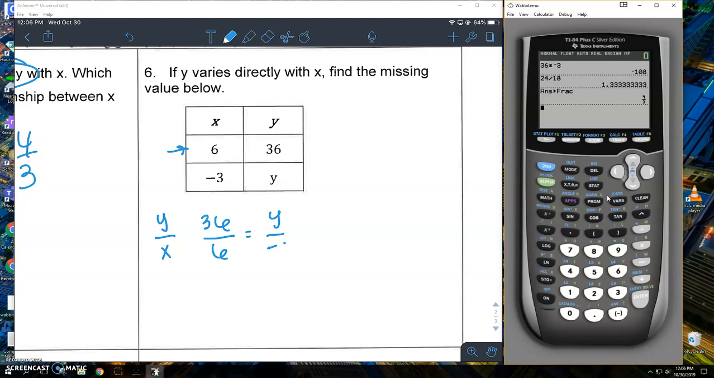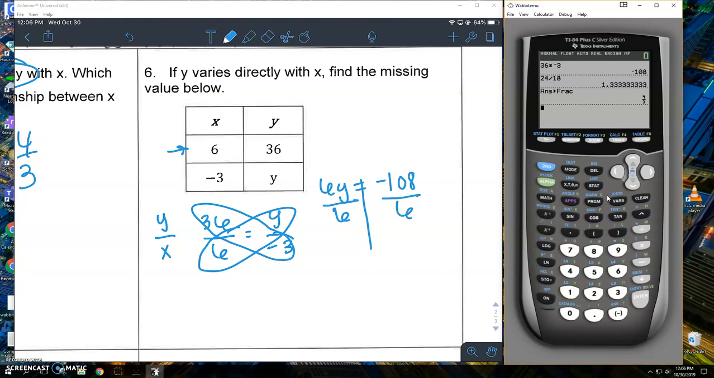Now that I have my proportion set up, I'm going to go ahead and cross multiply. So 6 times y is 6y, and 36 times negative 3 is negative 108. So solving for y, I'm going to divide by 6, and I get that y equals negative 18.